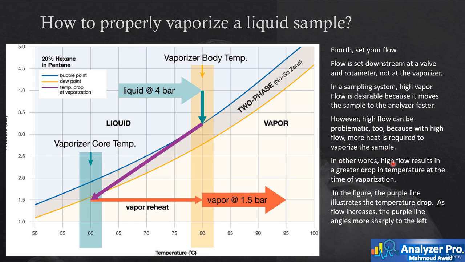In other words, high flow results in a greater drop in temperature at the time of vaporization. In the figure, the purple line illustrates the temperature drop. As flow increases, the purple line angles more sharply to the left.